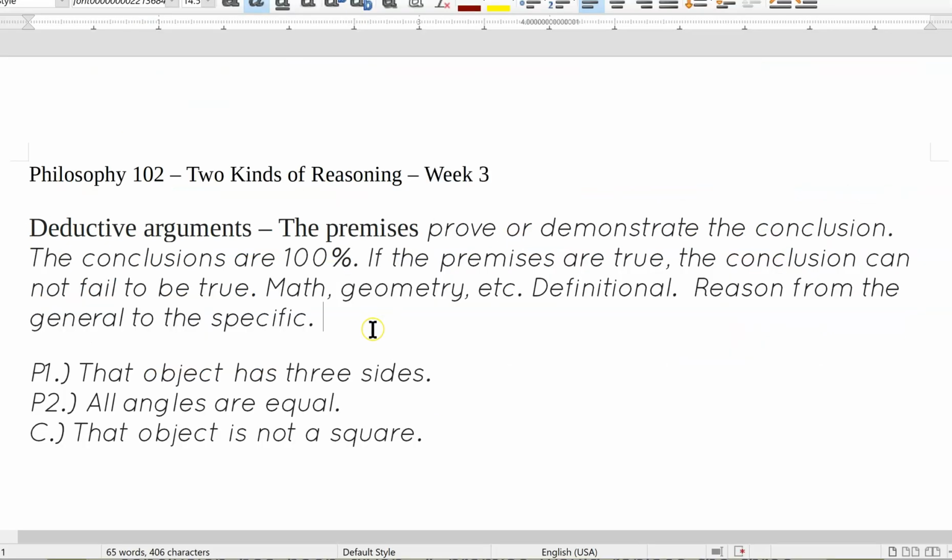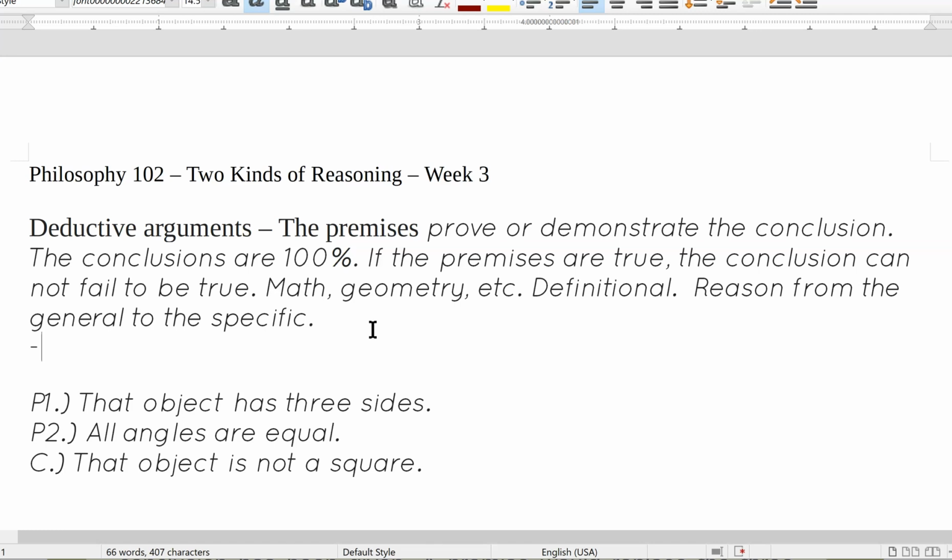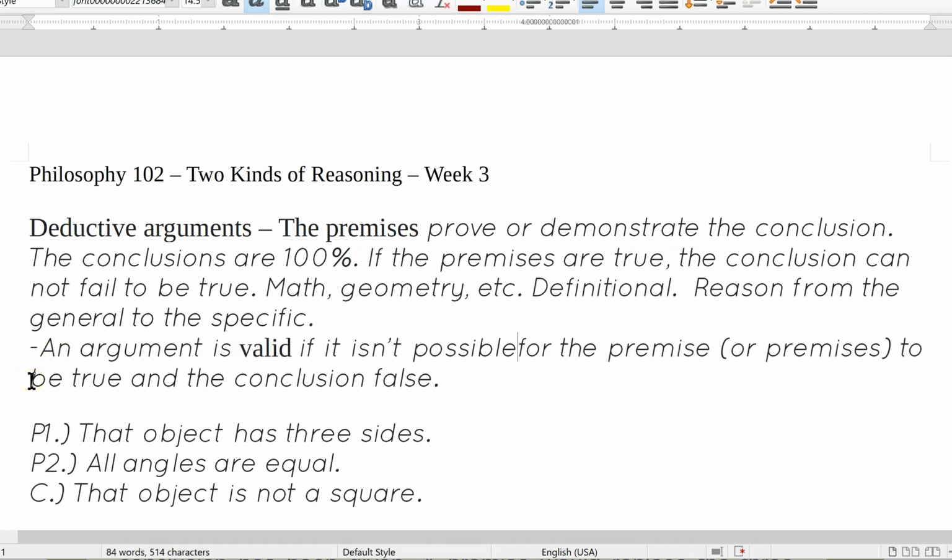So maybe I should have introduced this idea a little earlier, but let's talk about what this means. An argument is valid if it isn't possible for the premises to be true and the conclusion to be false. This might look like the same point. I was trying to emphasize two different points here, right? Because this is not true of inductive arguments, right? And because we haven't looked at those just yet, it might seem like these are the exact same statements, and for all intents and purposes, they are.